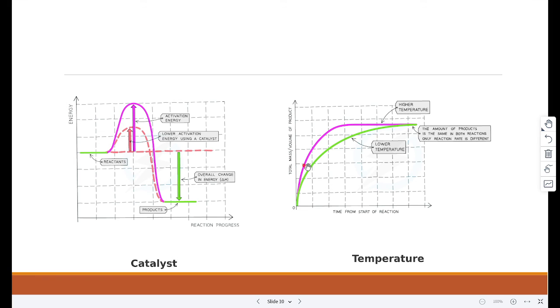Then, last, we have temperature. So this purple line shows higher temperature and the green line shows the lower temperature. So obviously the higher temperature will increase the rate of reaction.